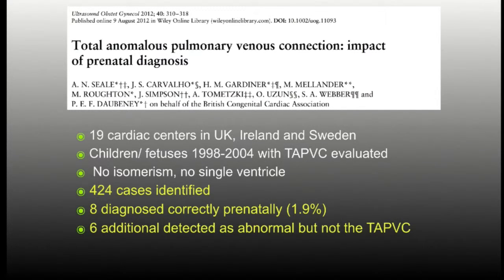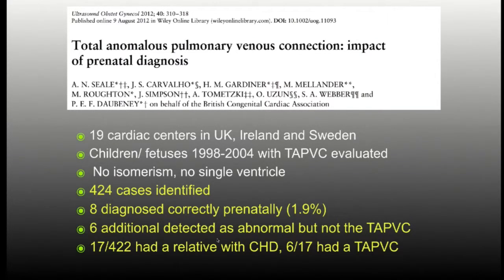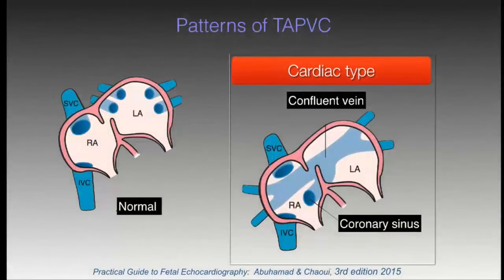In general, if you look at the additional data, there were 6 additional cases detected, and interestingly, there were 17 out of these 422 with a relative with congenital heart defect, which means the patient came with a high risk, and still the condition was not detected. So in order to recognize this abnormality, we should know what kind of patterns we have, in order to know how to look for it.